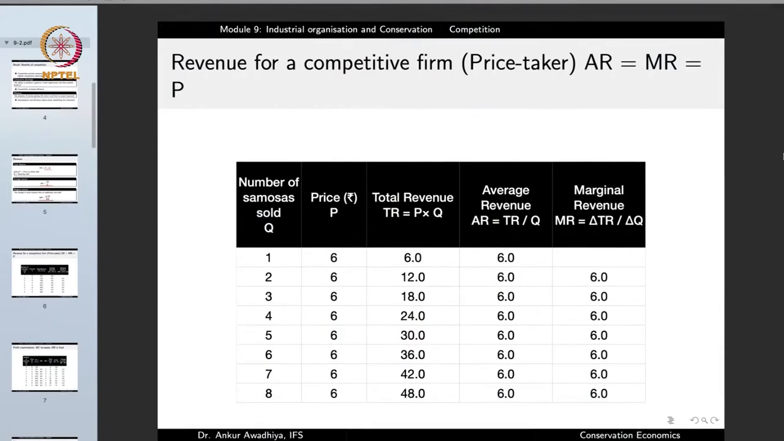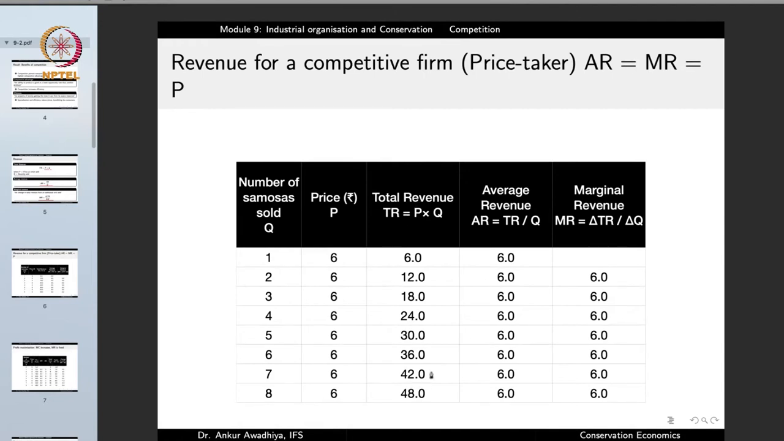Now, this is an example. In the first column, we have the number of samosas that are being sold. And the price of each samosa is 6 rupees. Now, when we have this chart, the total revenue is given by TR equal to P into Q. So when Q is 1, the total revenue is 1 into 6, which is 6. When 2 samosas are sold, the total revenue is 2 into 6, which is 12. When 3 samosas are sold, it is 3 into 6, which is 18, and so on.